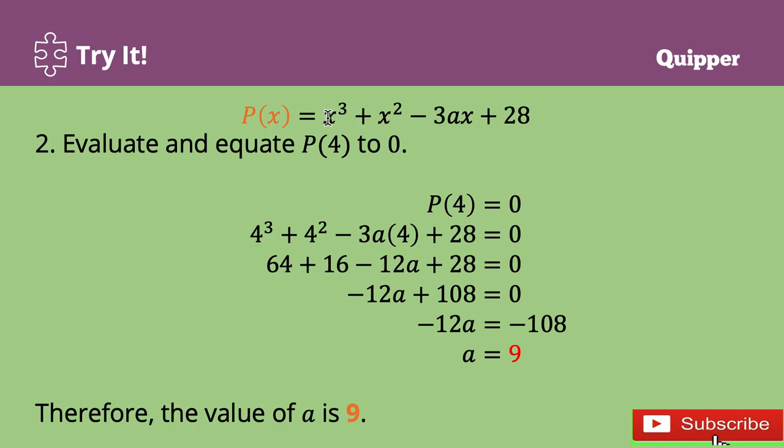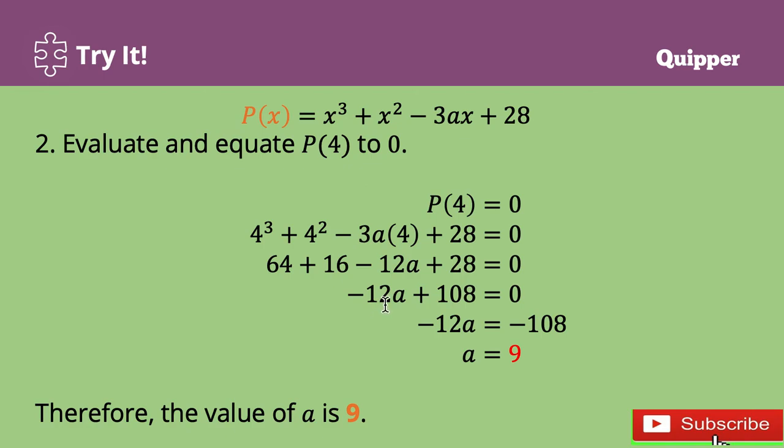Take note that our p of x is this one. We will just substitute the value of x. We have 4 cubed plus 4 squared minus 3a times 4 plus 28 is equal to 0. And 4 cubed, that is 4 times 4 times 4, is 64. And 4 squared is positive 16. Then negative 3a times 4 is negative 12a plus 28 is equal to 0. Then 64 plus 16 is 80, plus 28 we have 108. Just copy negative 12a there.